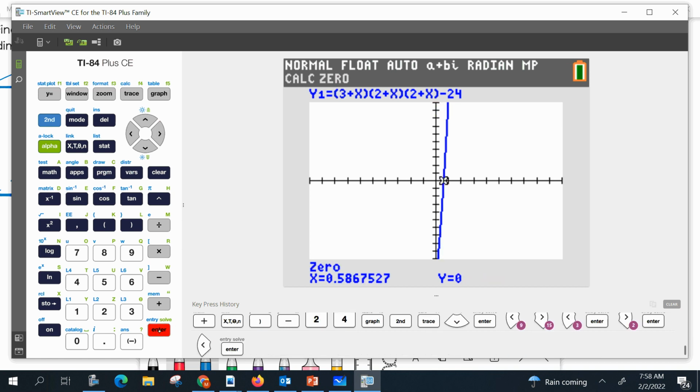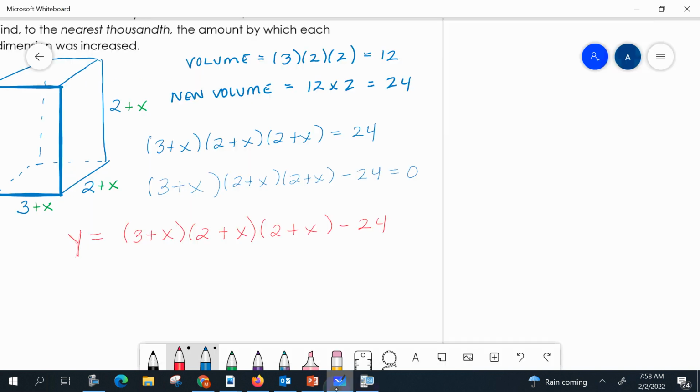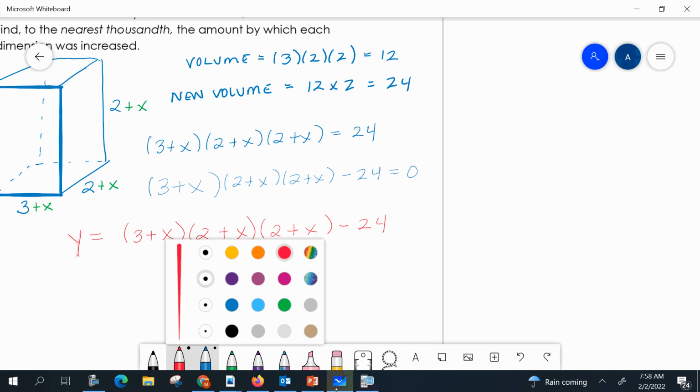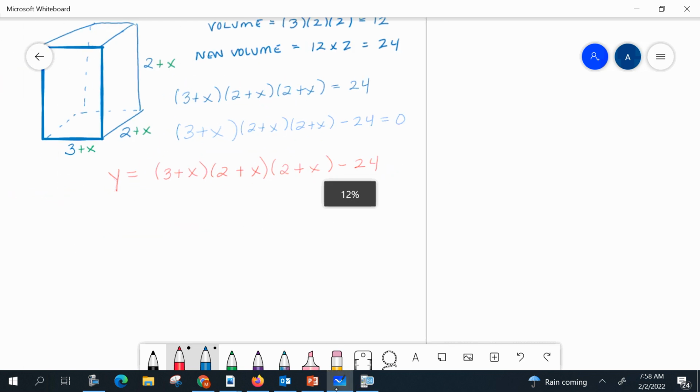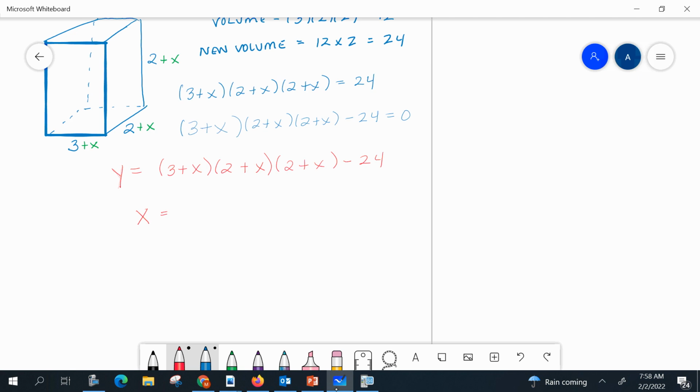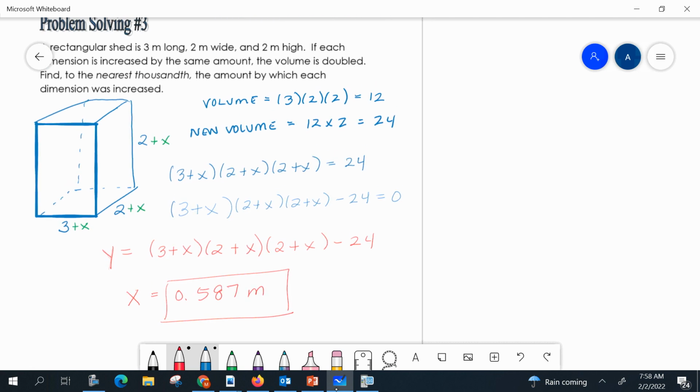And what I get is 0.586, which is a good thing we went to the calculator because I was not going to be able to find that by hand anyway. And so when we solved for it, we get that x equals 0.587 meters, and that's what needs to be added to each side of the rectangular shed.